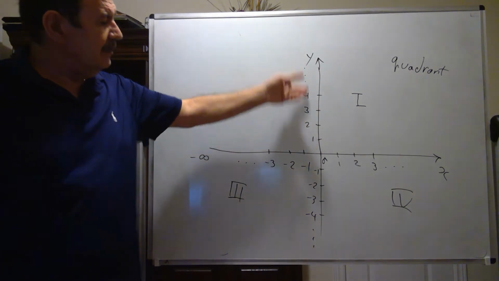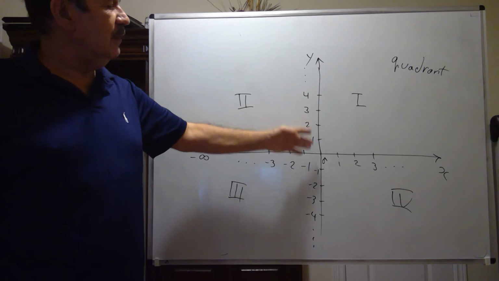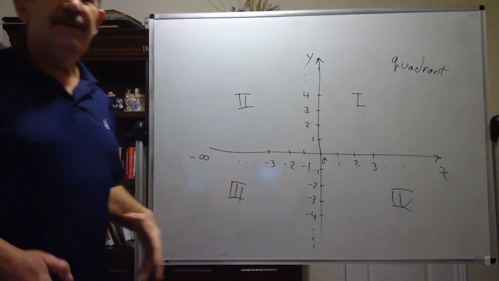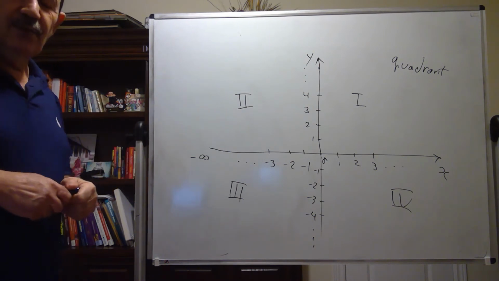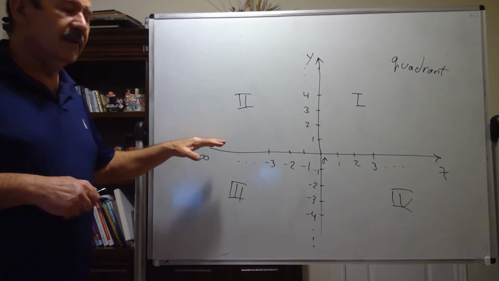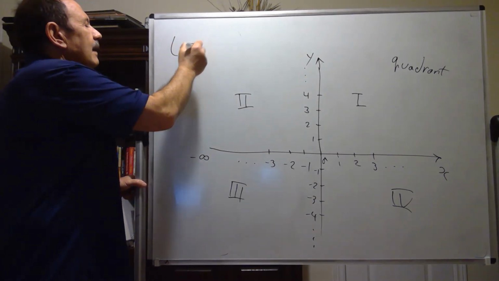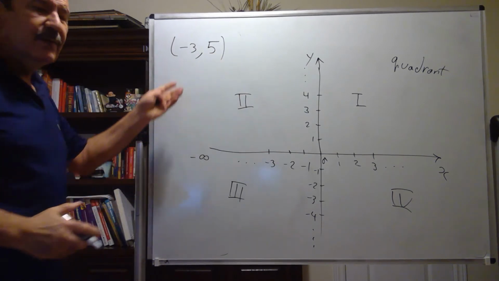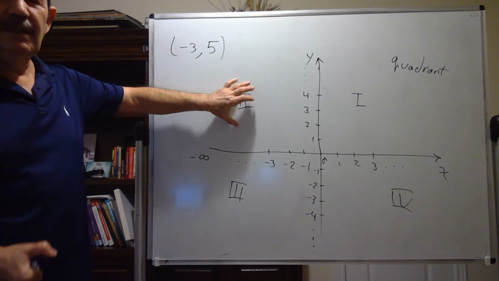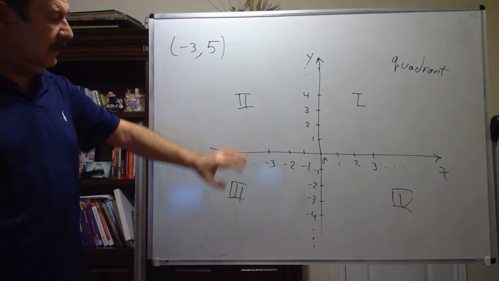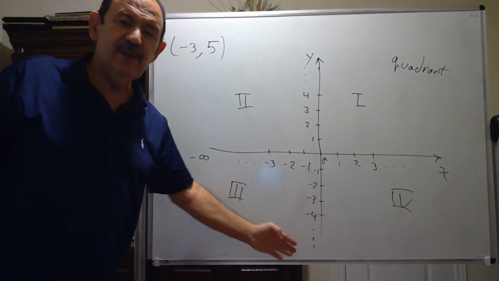But for the y value, all the y values are positive. So if we have a point whose coordinates are, for example, negative 3 and 5, where the x value is negative and the y value is positive, then the location of this point is going to be in the second quadrant. In the third quadrant, the x value is negative and the y value is negative.